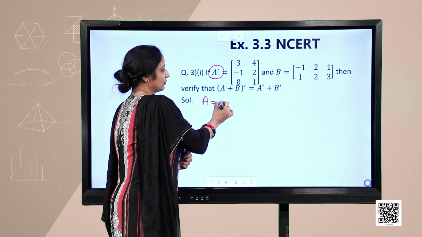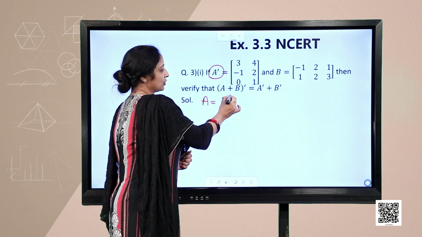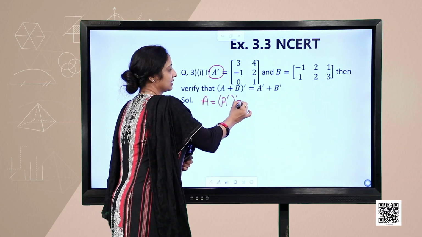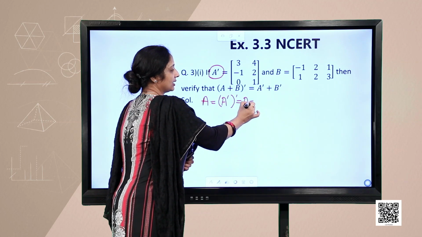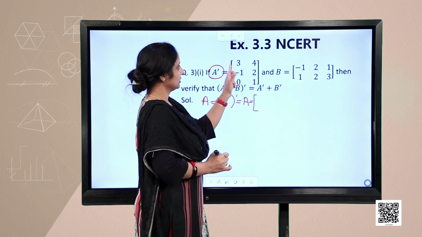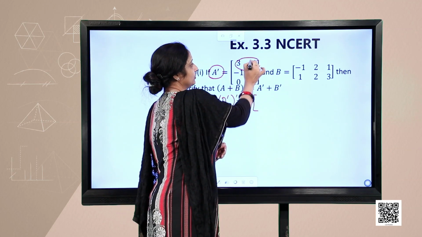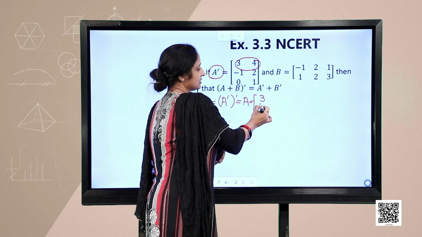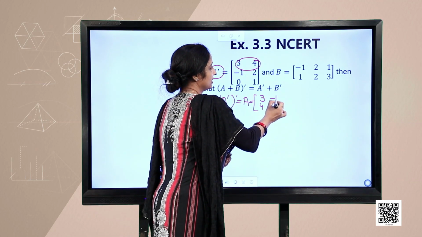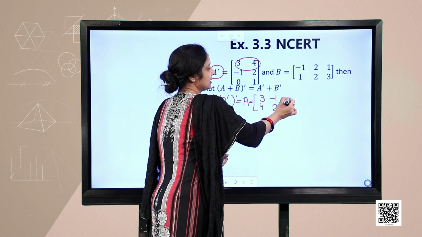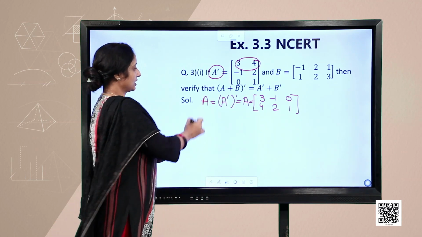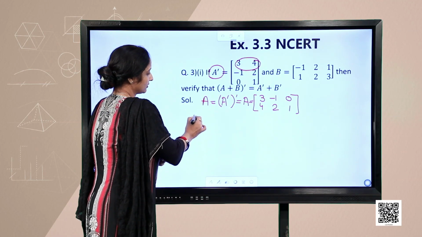We have already learned one property, that transpose of the transpose of a matrix is going to give me matrix A. That means I'm going to take transpose of this matrix. For that, this R1, 3, 4 will be made as column 3, 4. The next row will become next column and the last row will become the last column. After that, you are already having B matrix with you.